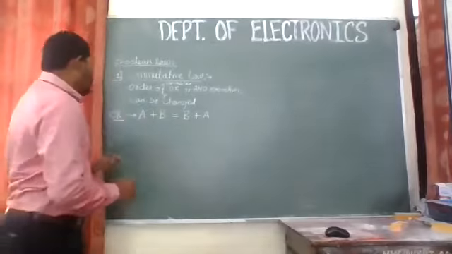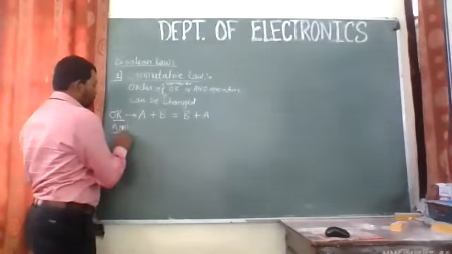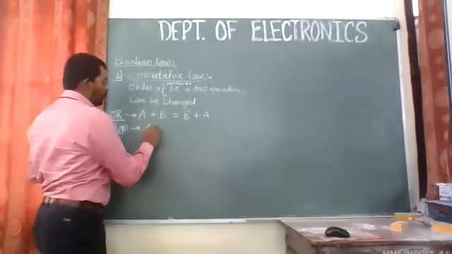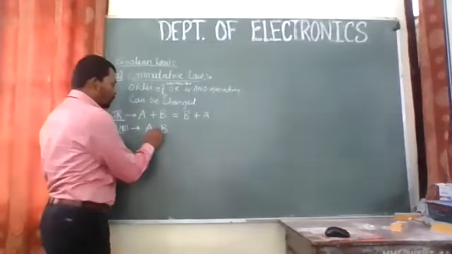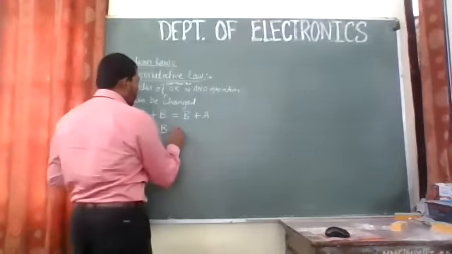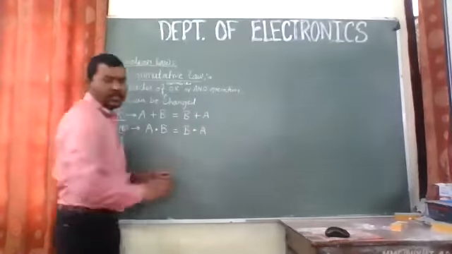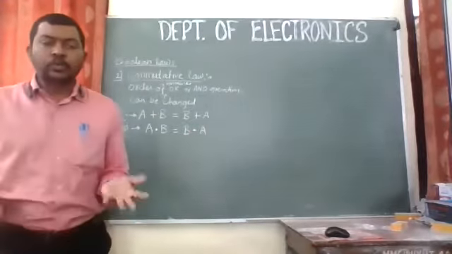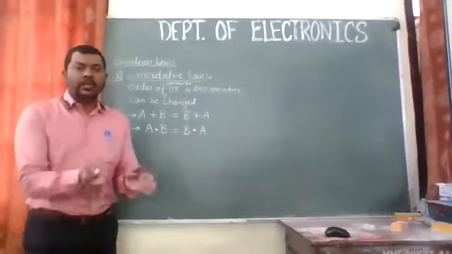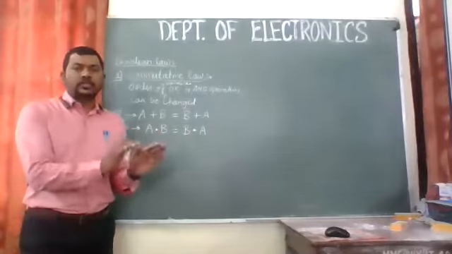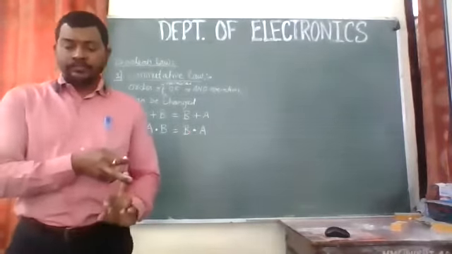That is the commutative law. Similarly, for the AND operation, we have two variables A and B. A dot B can be equated to B dot A. This is the simplest law. The positions of the variables can be interchanged. So this is the commutative law.